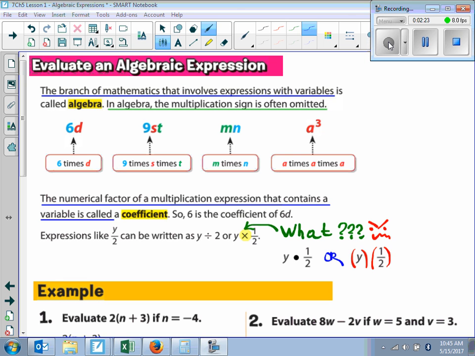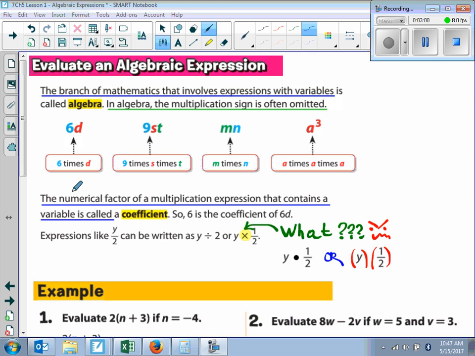The branch of mathematics that involves expressions with variables is called algebra. In algebra, the multiplication sign is often omitted. So here we have 6d, 9st, mn, and a to the third power, or a cubed. Here, 6d, that means 6 times d, right? 9st means 9 times s times t. mn means m times n. All right. And then over here, a to the third power, or a cubed, means a times a times a.